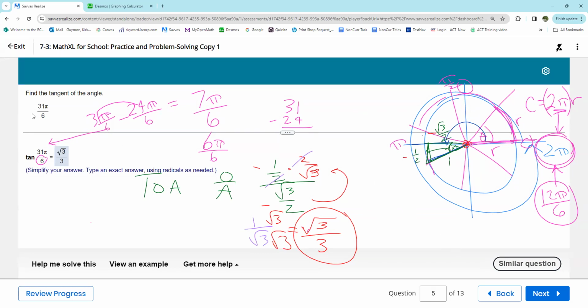Good luck, stick with it. Look for other resources if you need to. Rotations in radians on the unit circle with trig functions is what I would search for. And you will figure this all out. All right, have a great day, everybody.